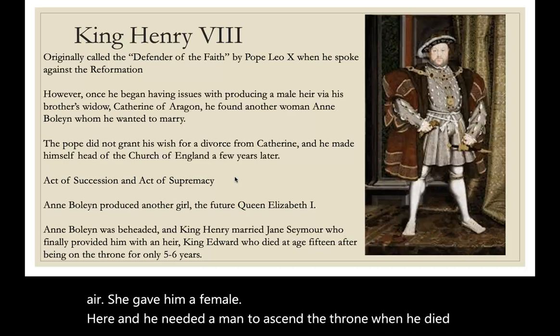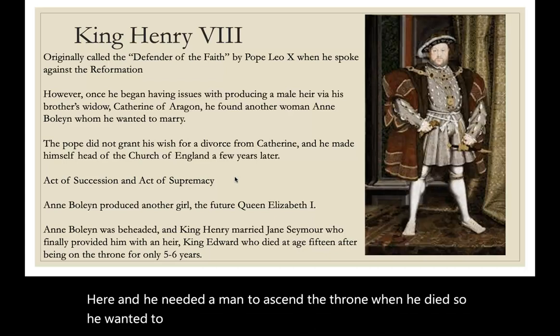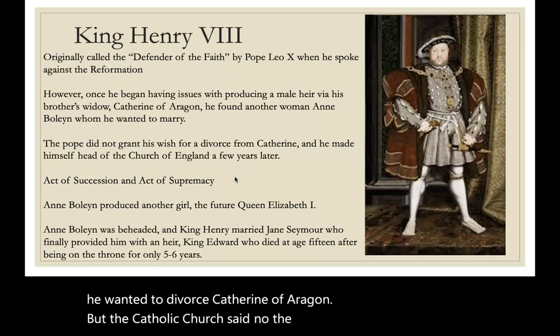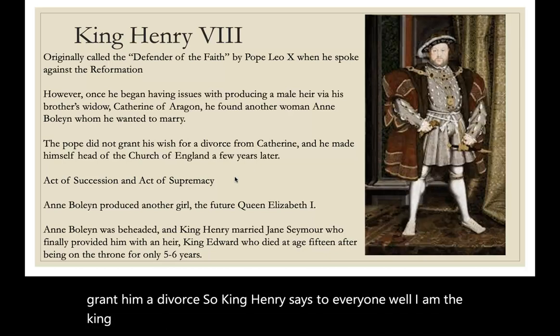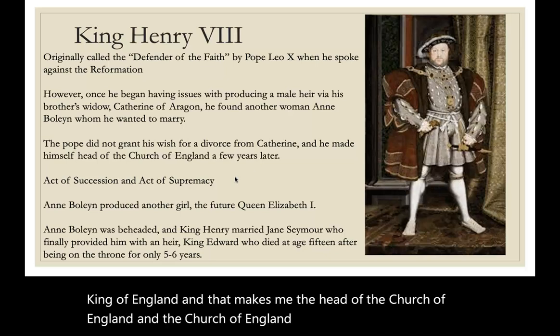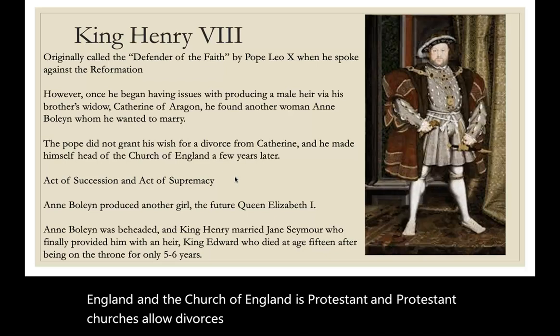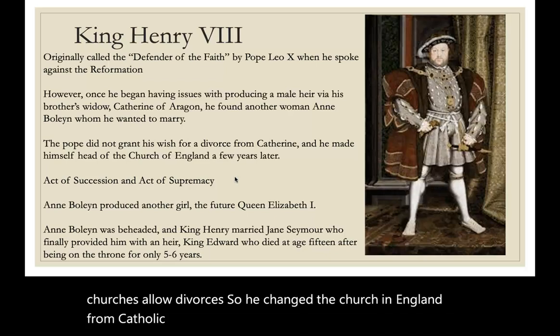So he wanted to divorce Catherine of Aragon, but the Catholic Church said no. The Catholic Church would not grant him a divorce. So King Henry says to everyone, well, I am the King of England, and that makes me the head of the Church of England, and the Church of England is Protestant, and Protestant churches allow divorces. So he changed the church in England from Catholic to Protestant and divorced Catherine of Aragon.